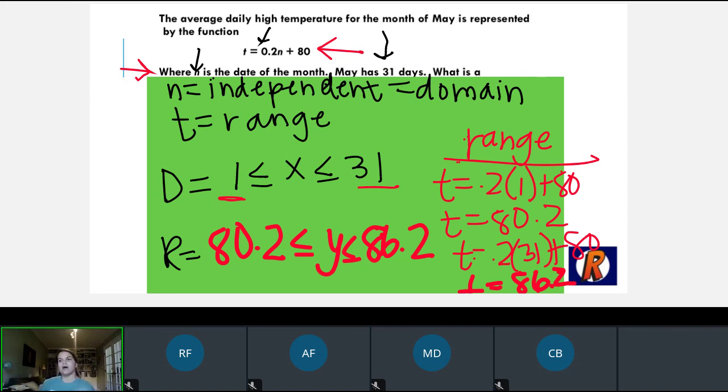Can I have a May 0? No. Can I have a May 50th? No. So I have to decide what is the range. Like, what is my set of values? Okay. Once you've determined your domain, the range is easy because you're just going to plug in the domain to the function or to the equation.